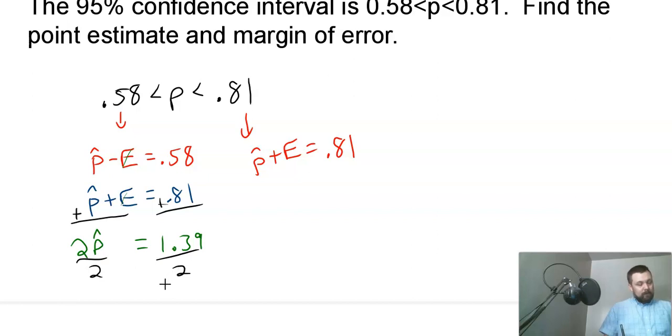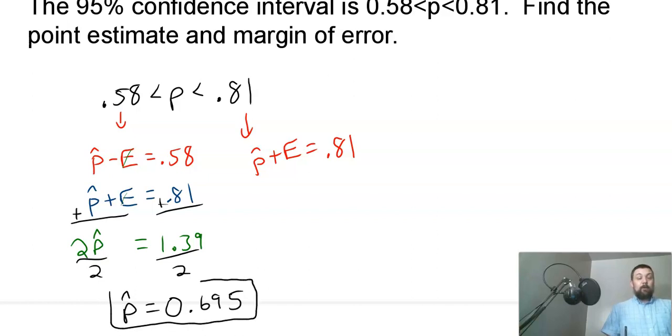Okay? So quite simple. Now the formula that you'll see in the textbook tells you to add these two numbers together and then divide by 2. But there's no reason to memorize that as a formula if you just set it up like this. It's just a simple system of equations. And then that way you don't have to bother with remembering a formula. So here I'm getting 0.695. So that would have been the sample proportion that would have given us this confidence interval.